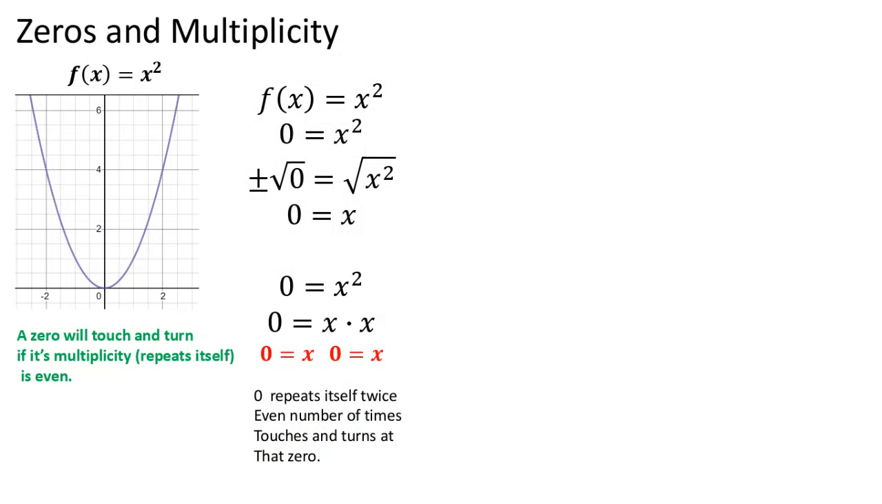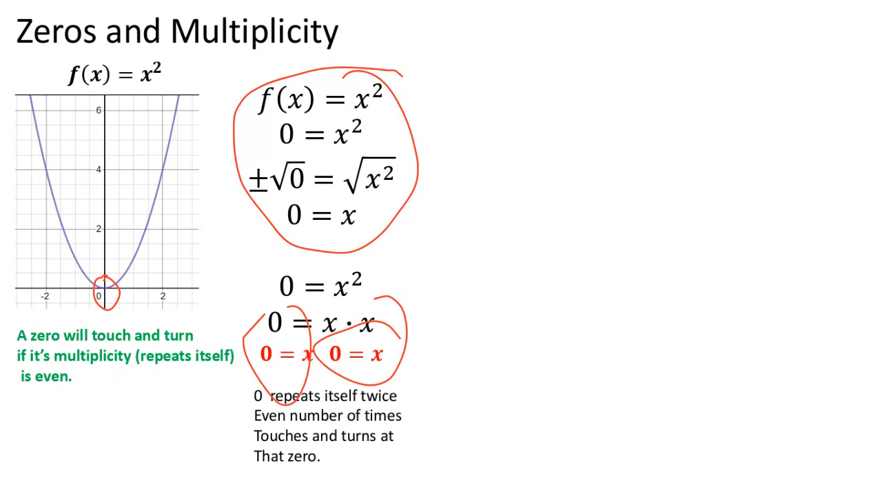So now for the multiplicity. If you remember x squared, notice that the graph touches at 0, then it goes up. So we say it touches and it turns. But let's see why. If you solve for the zero, one way is to take the square root on both sides. Another way is to write it as x equals 0, x equals 0. So you have two zeros, right? If you have an even multiplicity, if it occurs 2, 4, 6 times, and so on, the graph is going to touch and it's going to turn.